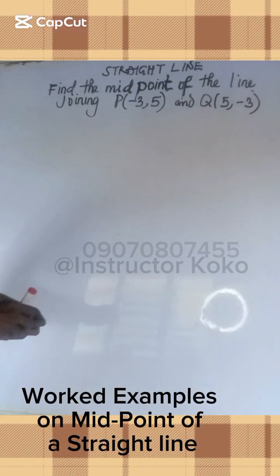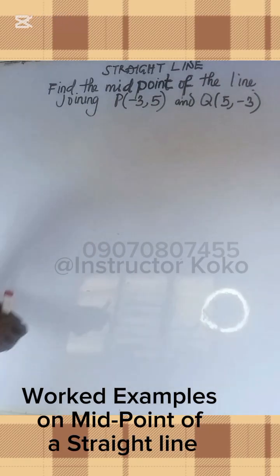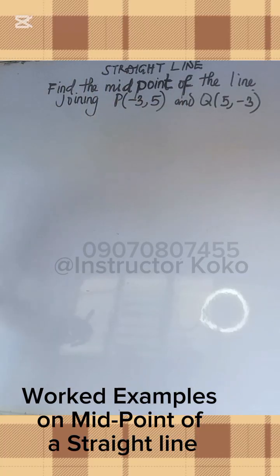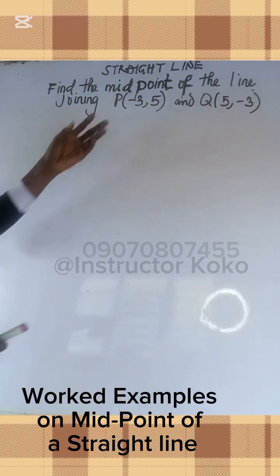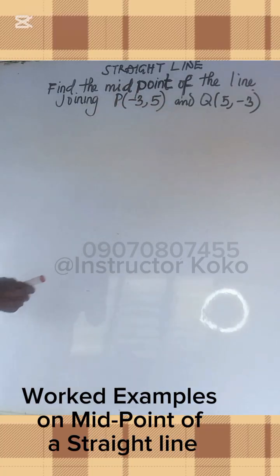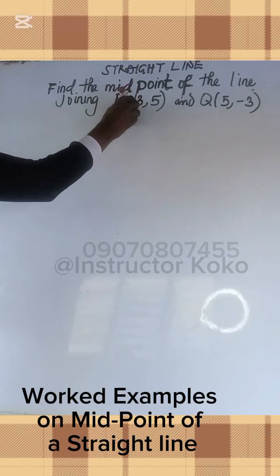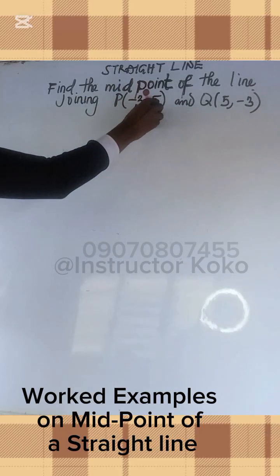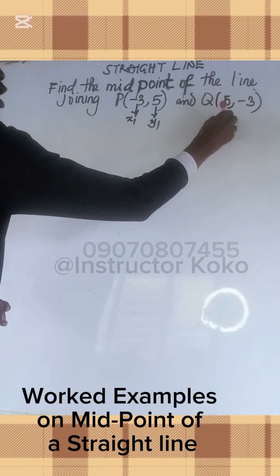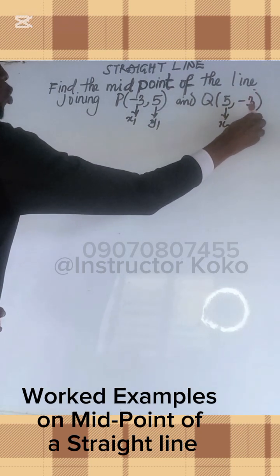As school is resuming, here are some of the problems that you are going to encounter in school. We are talking about midpoint, and today we have a simple question on midpoint. The question says we should find the midpoint of the line joining P(-3, 5) and Q(5, -3). Of course, -3 will be our x1, 5 will be y1, and here will be x2 and here will be y2.